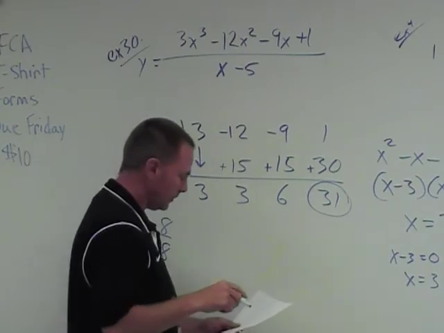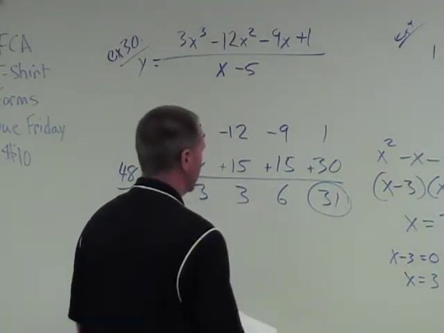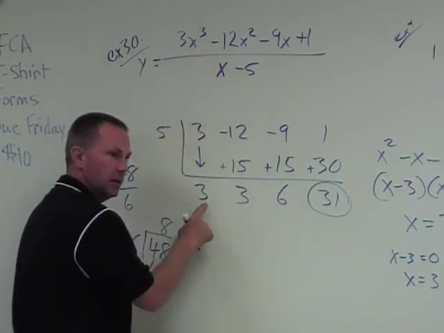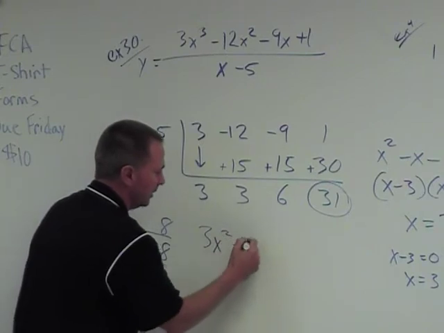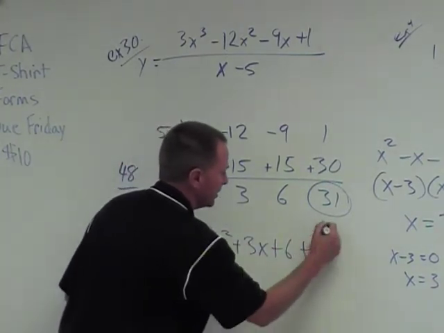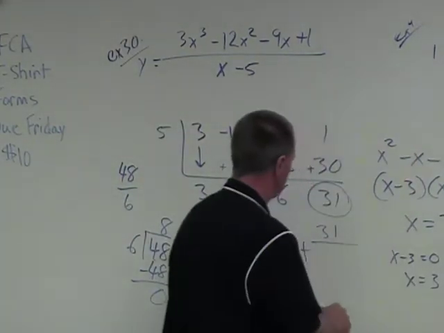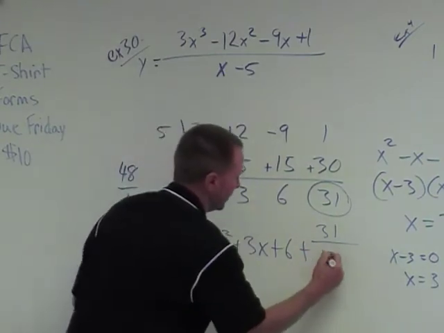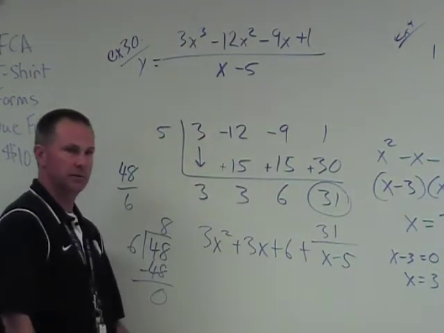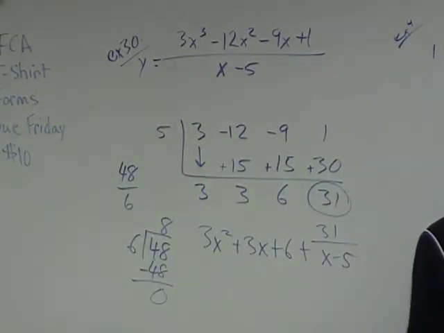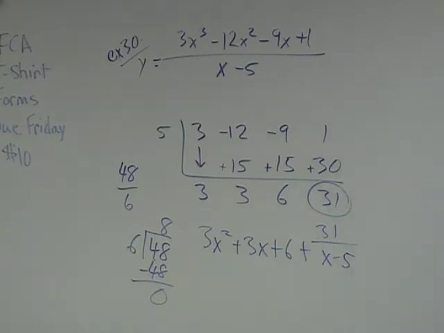Alright, now what would you say this answer is then? This is x cubed. What's this going to be? 3x squared plus 3x plus 6 plus 31 over, remember, the remainder over the divisor. 31 over x minus 5. We're just finding zeros, finding the factors.